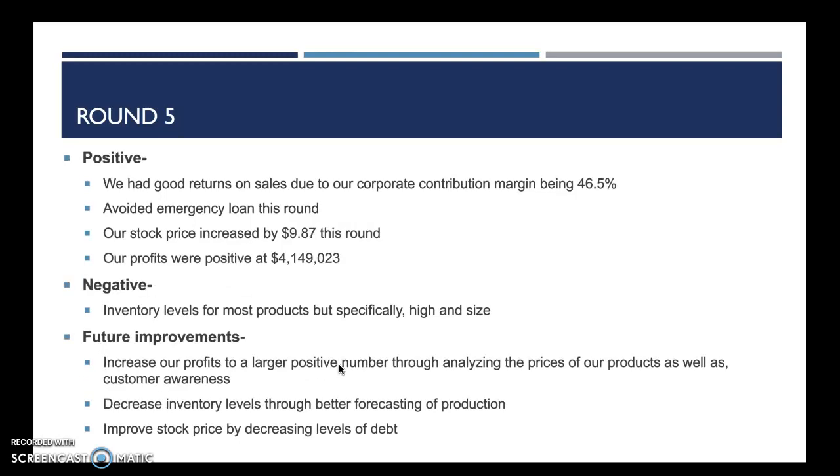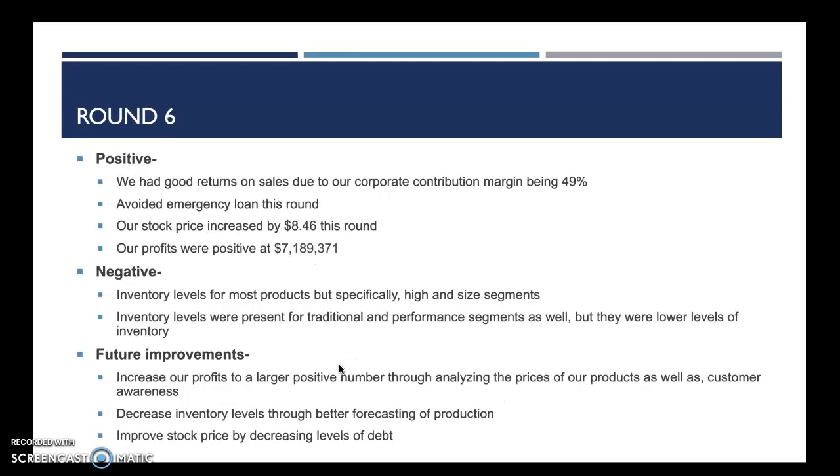increasing levels of debt. During round five, we had good returns on our sales again due to contribution margin. We avoided another emergency loan. Our stock price increased by about $10 this round, and our profits were finally positive at a little over $4 million. The negatives were, however, our inventory levels for most products, but specifically high in size. For future improvements, we could increase our profits to a larger positive number, decrease inventory levels with better forecasting of production, and once again improve our stock price by decreasing levels of debt.